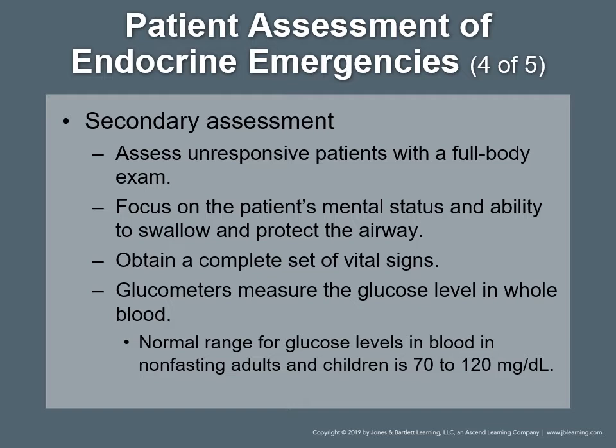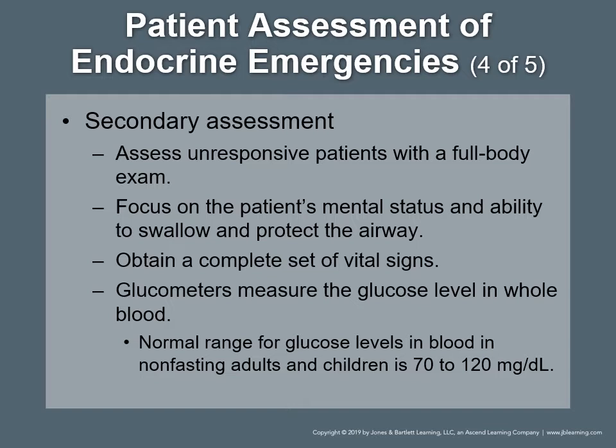For your secondary assessment, assess unresponsive patients with a full body exam looking for clues to their condition. With unresponsive patients or patients with an altered mental status, look for problems or injuries that are not obvious. The patient may have sustained trauma resulting from dizziness or from changes in level of consciousness. An altered mental status may also be caused by something else. Systemic examination will help. When you suspect a diabetes-related problem, a secondary assessment should focus on the patient's mental status and ability to swallow and protect the airway. Obtain a Glasgow Coma Scale score to track the patient's neurologic status.